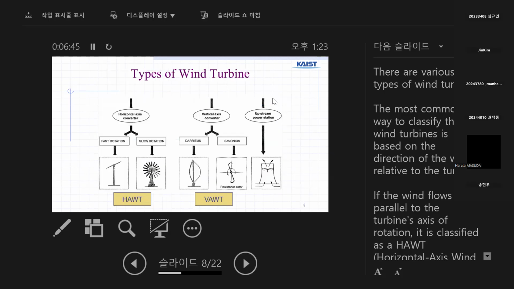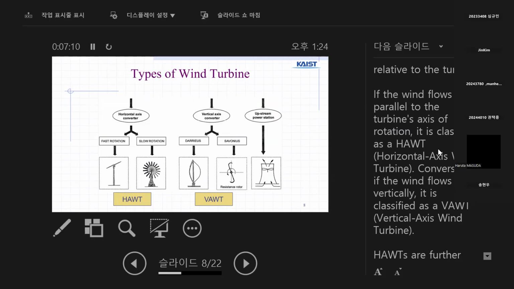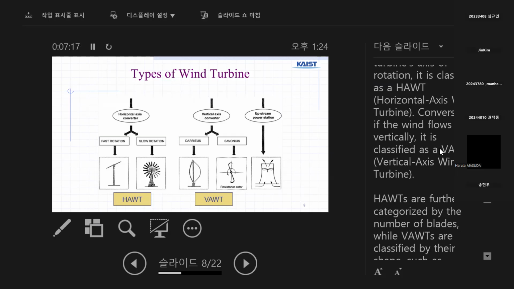So next is the types of wind turbines. There are various types of wind turbines, but the most common way to classify them is based on the direction of the wind relative to the turbine. If the wind flows parallel to the turbine axis, it is classified as a HAWT, horizontal axis wind turbine. Conversely, if the wind flows vertically, it is classified as a VAWT, vertical axis wind turbine.